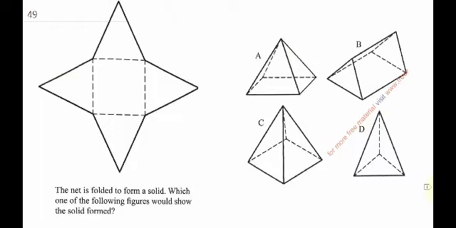Now in order to get the solid formed, all you need to do is, okay, let's eliminate the ones. Now look, our base is a square, so this is out. The option D is a triangle. Now the base here is a rectangle, so this is out. So if you look at this also, now we have a square here and we have a rectangle, so this is out. But when you look at this, when you fold this, you are going to get option C. So the correct answer is C.